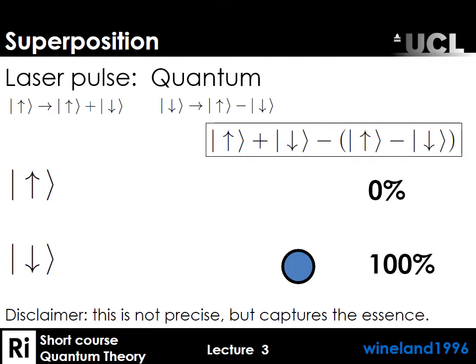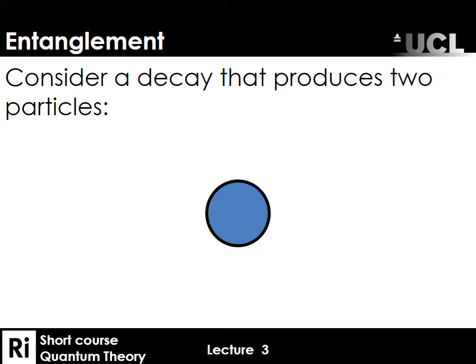Okay, let's go on from superposition to entanglement. What we're going to imagine here is we have something that... Right, yes.